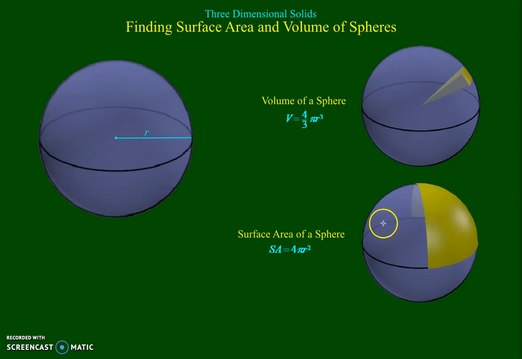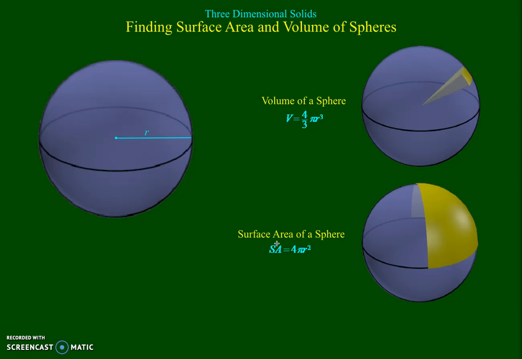Now, you know that the area of a circle is pi r squared. So, if one circle covers 1/4 of the sphere, then 4 circles would cover the entire sphere. So, we'd have 4 times pi r squared, which is the formula for surface area of a sphere.